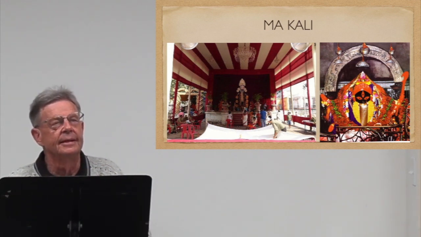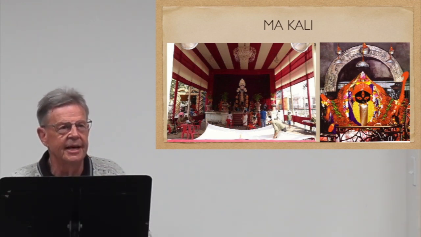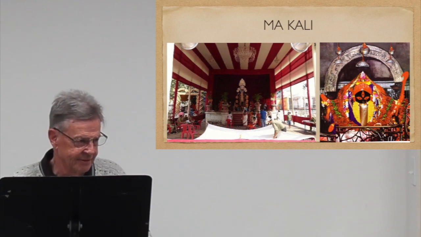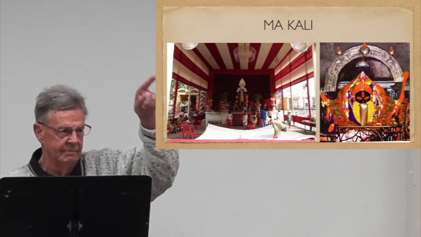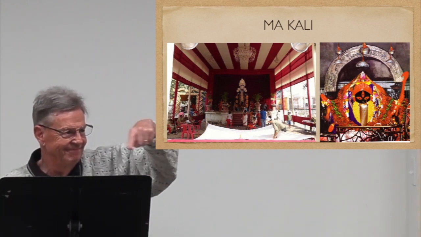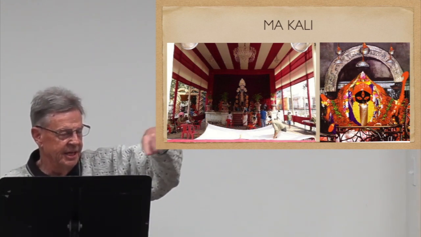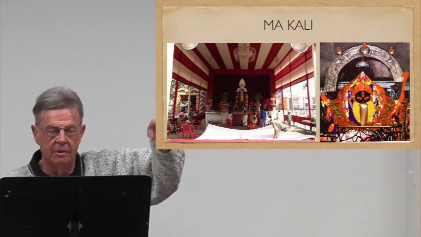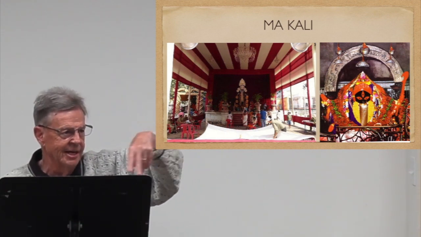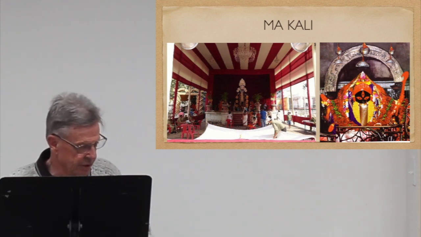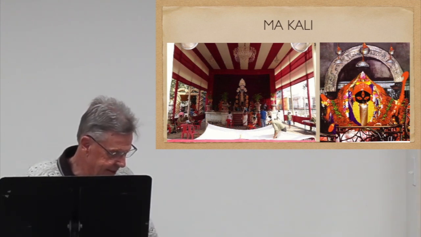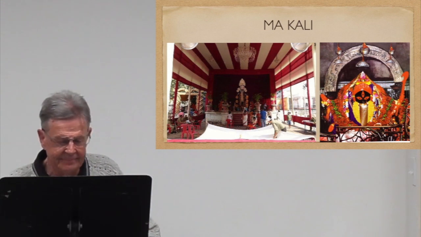Now, she symbolizes death in a very positive sense. She symbolizes death as a release from samsara. She can help release you from all the desires and attachments of the world. And she is the consort of Shiva. Very famous statue there in Calcutta.